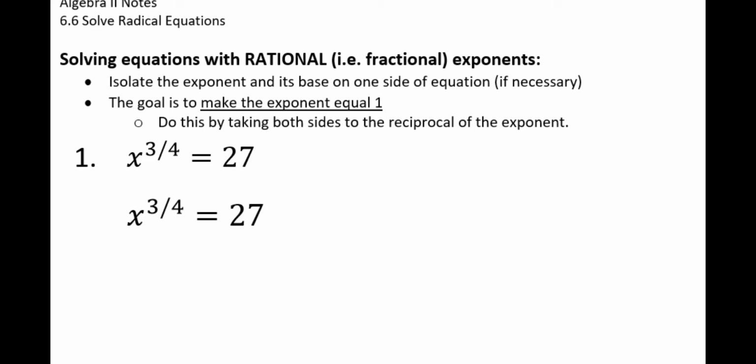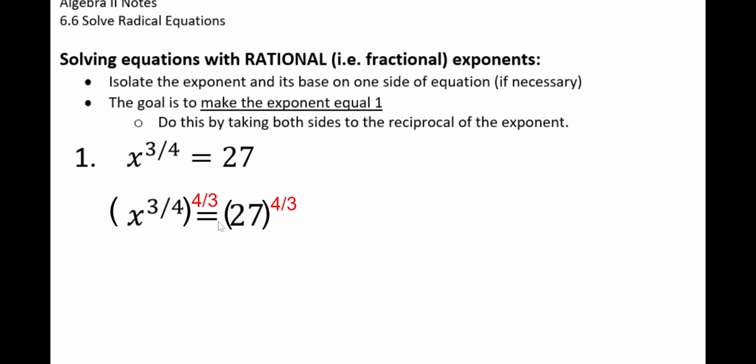The first 4 involve solving equations with rational, i.e. fractional exponents. So what do we do when we have a fractional exponent? Our goal is always to first isolate the exponent and its base on one side of the equal sign, which it already is in number 1. Now we're going to try to make our exponent become 1, and we do this by taking both sides to the reciprocal of the exponent. Do you see I have raised both sides to the reciprocal power?